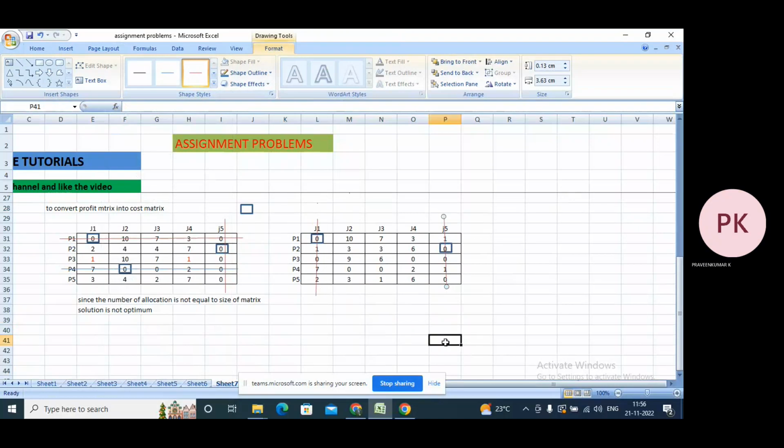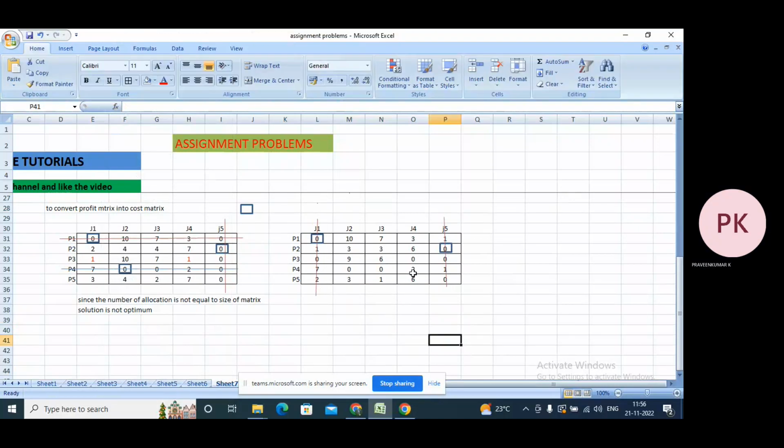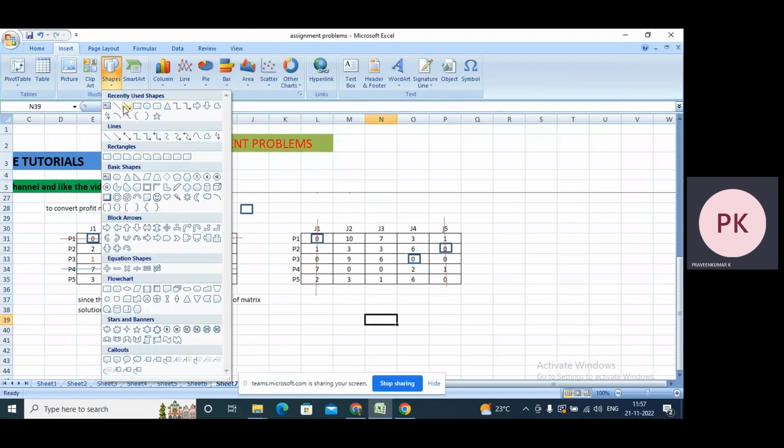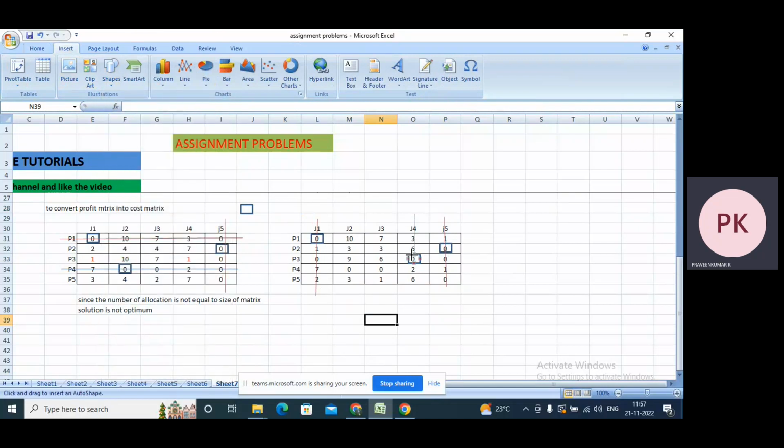Similarly, I'll go to the next row, third row. In the third row, you have a single zero here. I'll allocate this zero, and I'll cancel the corresponding column. This is my corresponding column.